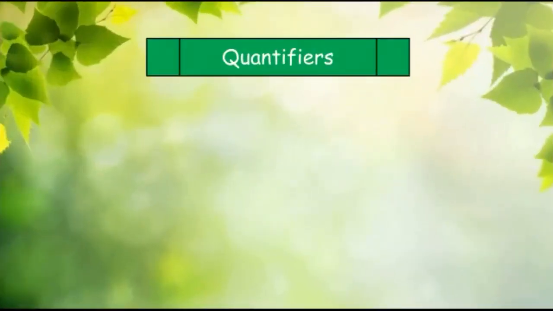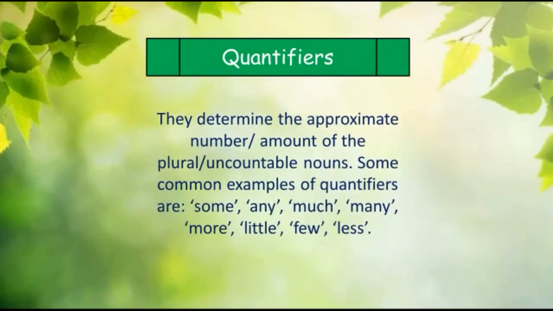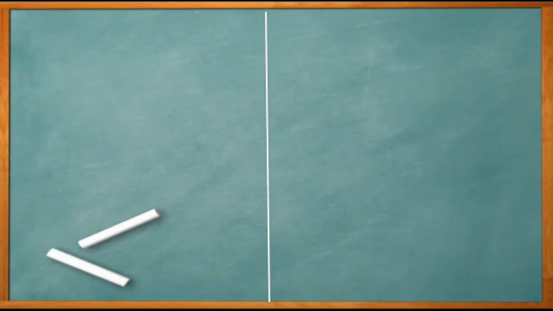Now the next one is quantifiers. Quantifiers determine the approximate number or amount of the plural or uncountable nouns. Some common examples of quantifiers are some, any, much, many, more, little, few, less, etc. So I'll be telling you the uses of some quantifiers.